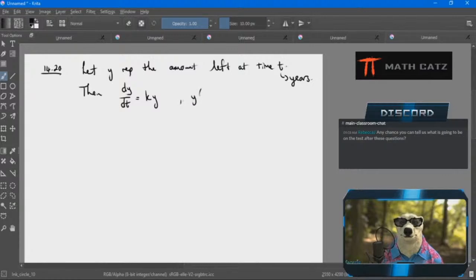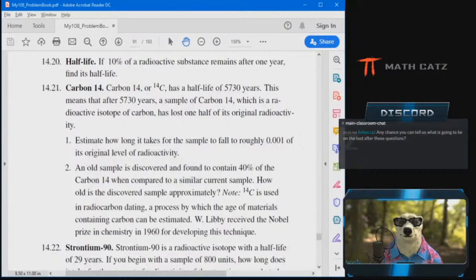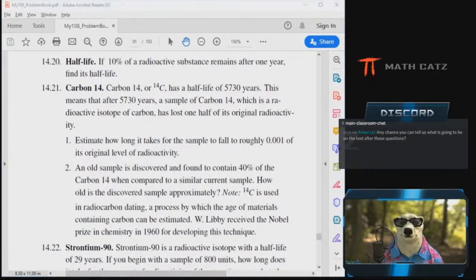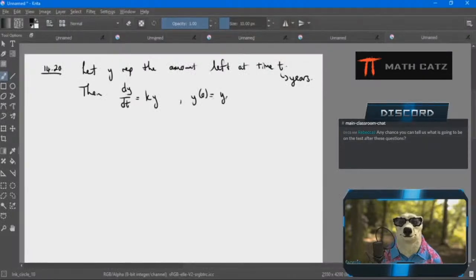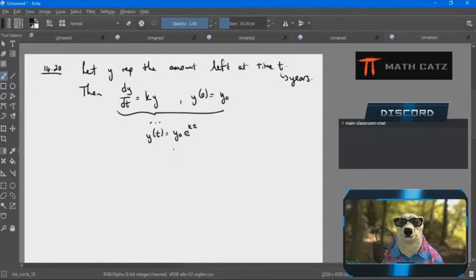Oh, we need an initial amount, right? We don't know that either. 10% of a radioactive substance remains after 1 year. They don't tell me anything, so I have to leave that general as well. So from this, just like before, like the very first one we did, you can go through the motions, be sure you can do it, and we will of course get the familiar exponential growth decay function.